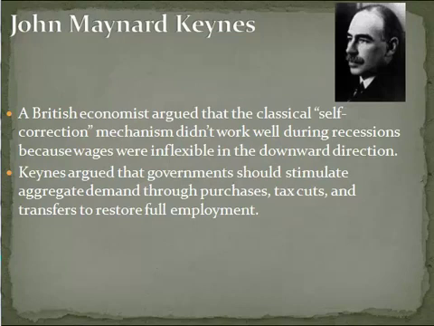Hence enters an economist named John Maynard Keynes. He was a British economist who argued that the classical self-correction mechanism didn't work well during recessions because wages were not flexible in the downward direction. So people would not be willing to accept lower wages to go back to work. Keynes argued that governments should stimulate aggregate demand through purchases, tax cuts, and transfers to restore full employment and bring us back to the level of long-run aggregate supply.